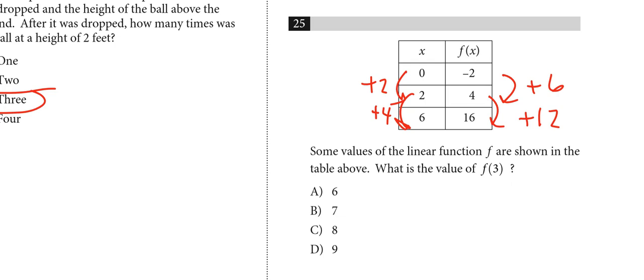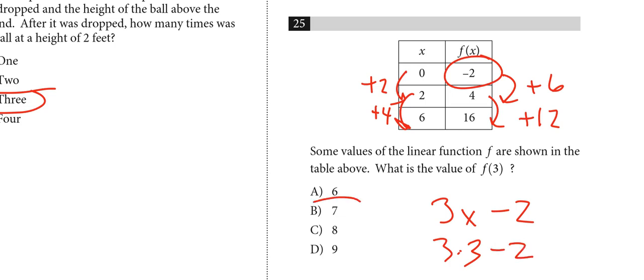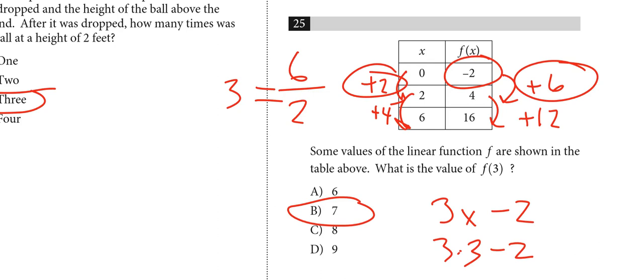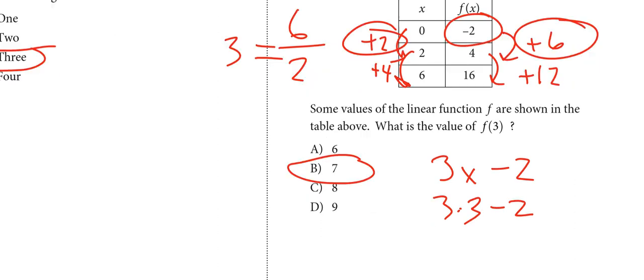Okay, it is a linear function. I should have read that. So the slope is 3, and the y-intercept is negative 2. They told me that right there. So 3 times 3 minus 2 is 7. Right, we got 6 over 2 for the slope just by looking at these two numbers right here. The y's went up by 6 when the x's went up by 2. And they gave me the y-intercept. How kind of them.